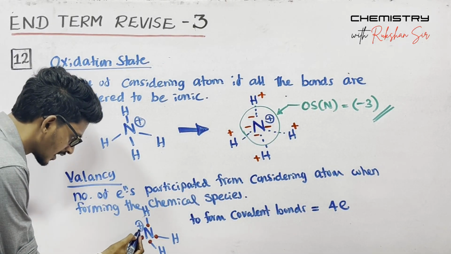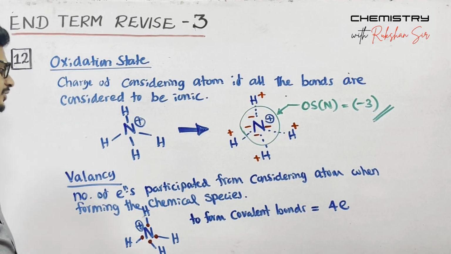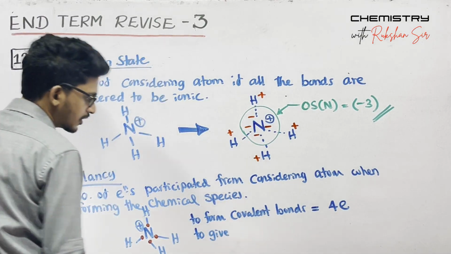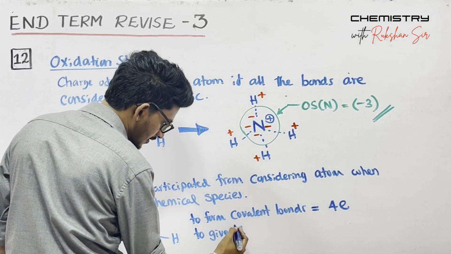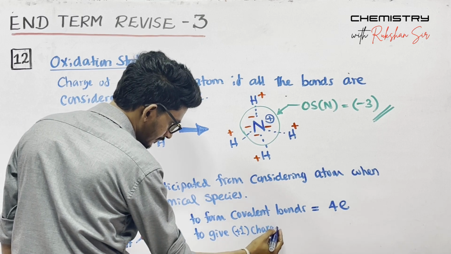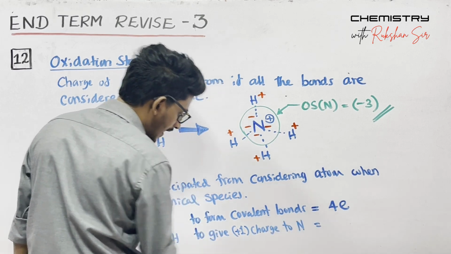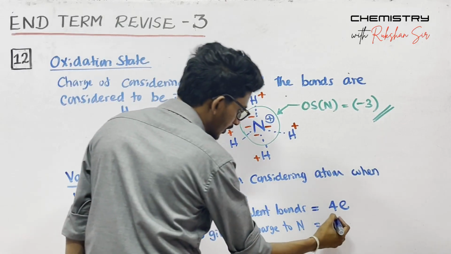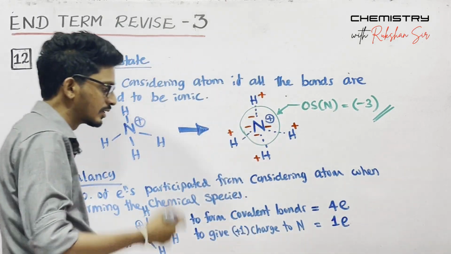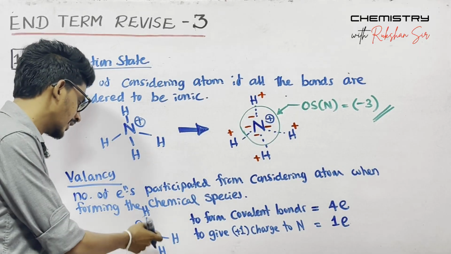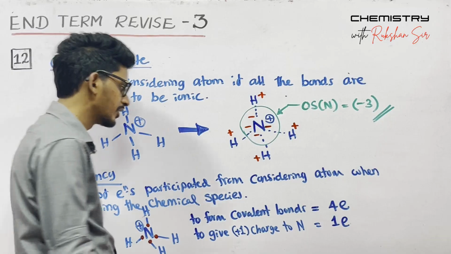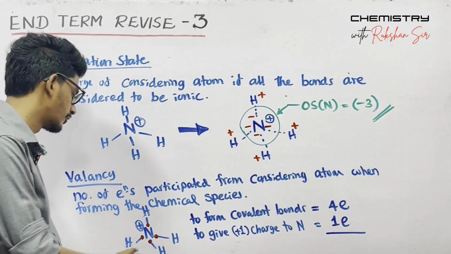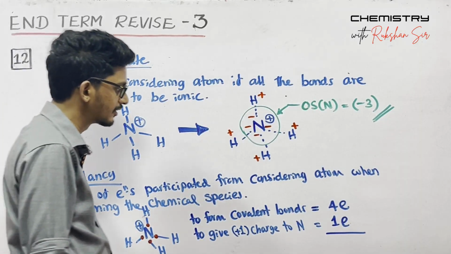To give this +1 charge to the nitrogen, 1 electron has been removed. So its contribution is also there. Without that contribution, you can't form the N plus there. So the total number of electrons participating from the nitrogen forming the NH4 plus is actually 5 electrons.